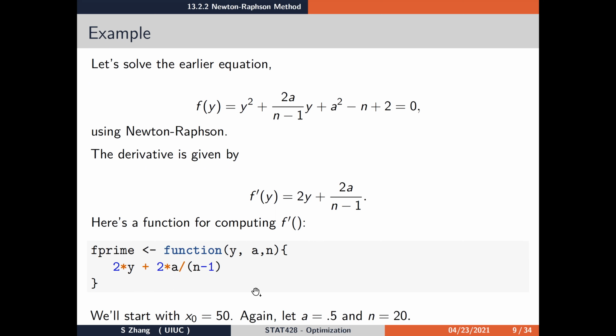So here's the function, and we call it f prime. It returns the f prime of y given over here. We will start with an initial guess x0 equals 50. And again, let's assume that a is equal to 0.5 and n is equal to 20.